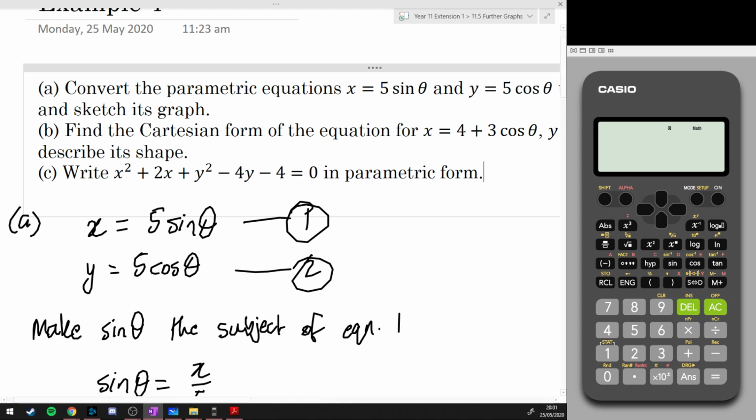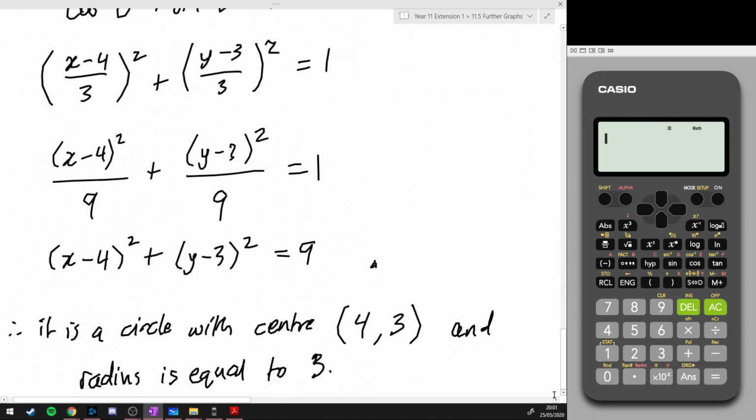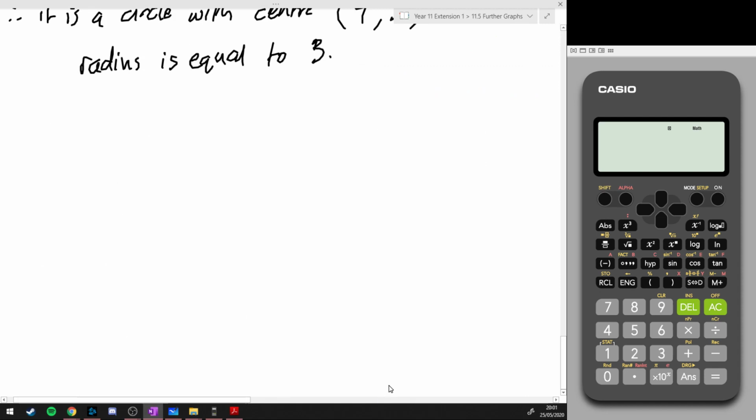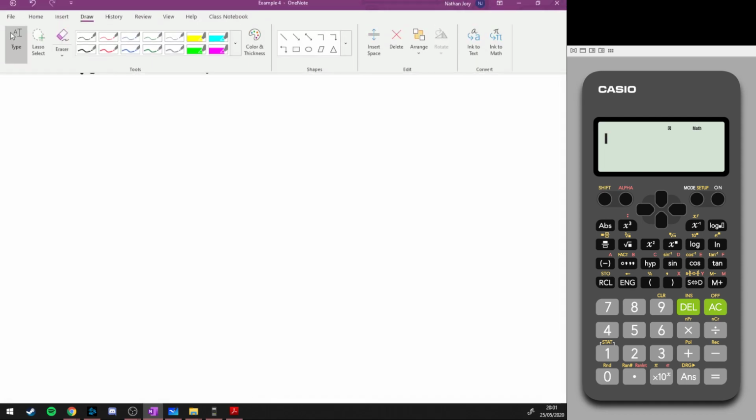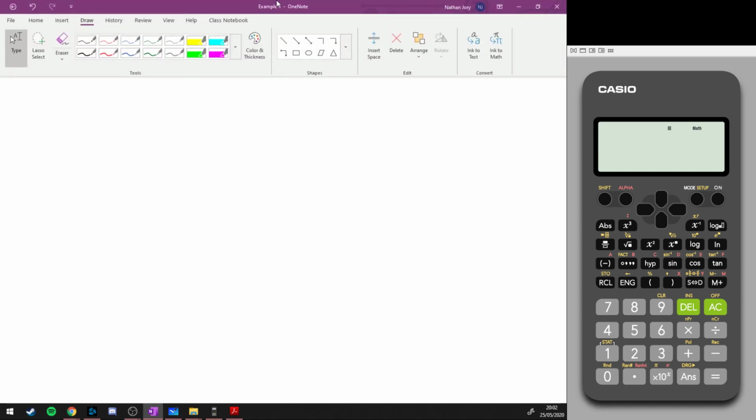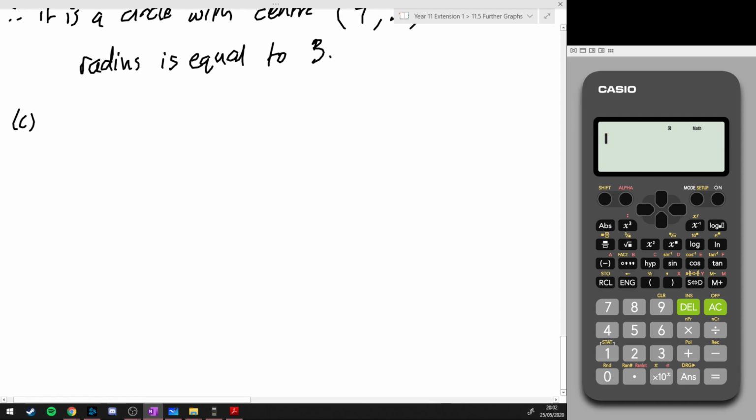So we're going to write this in parametric form, okay? So what I'll do is I'll scroll down again and I'll rewrite out that equation. So let's go down. Okay, so this is part C. Okay, so our equation is x squared plus 2x plus y squared minus 4y minus 4 is equal to 0. So this is our equation.